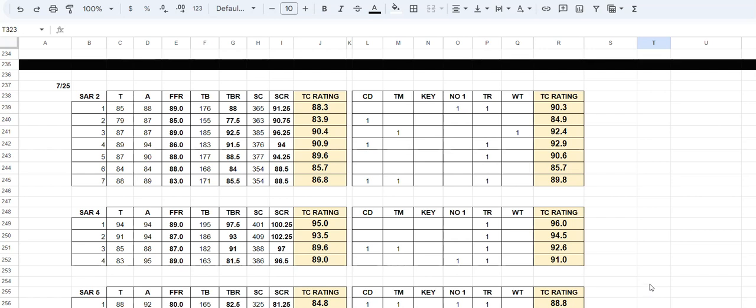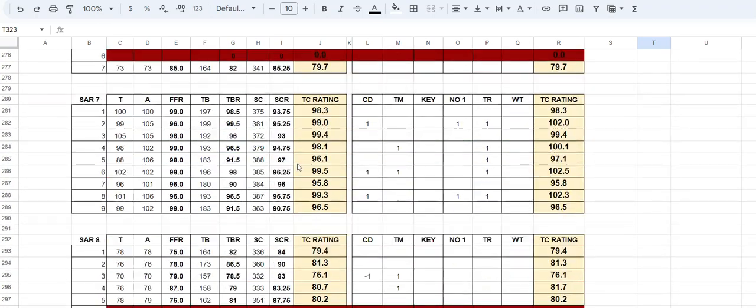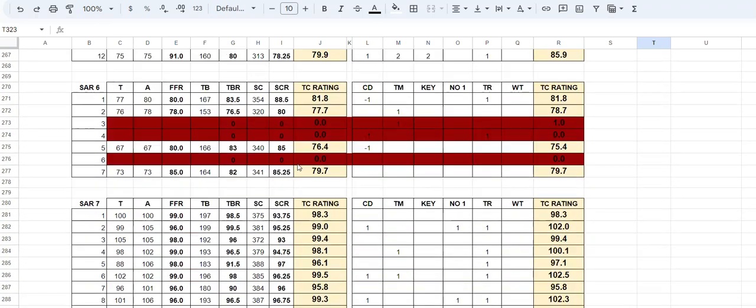Hey guys, welcome back. I'm going to do a breakdown of Saratoga tomorrow, 7:26 on a Wednesday, and I have races 2 through 10 done, with the exception of 3.